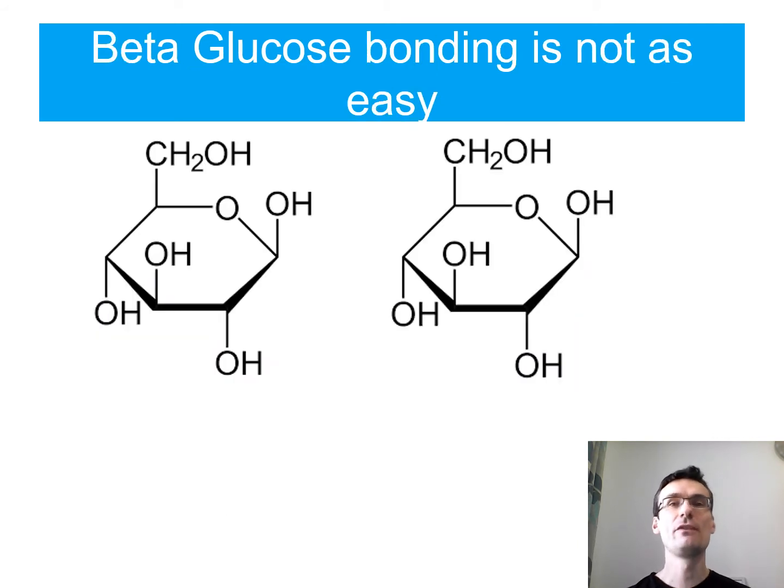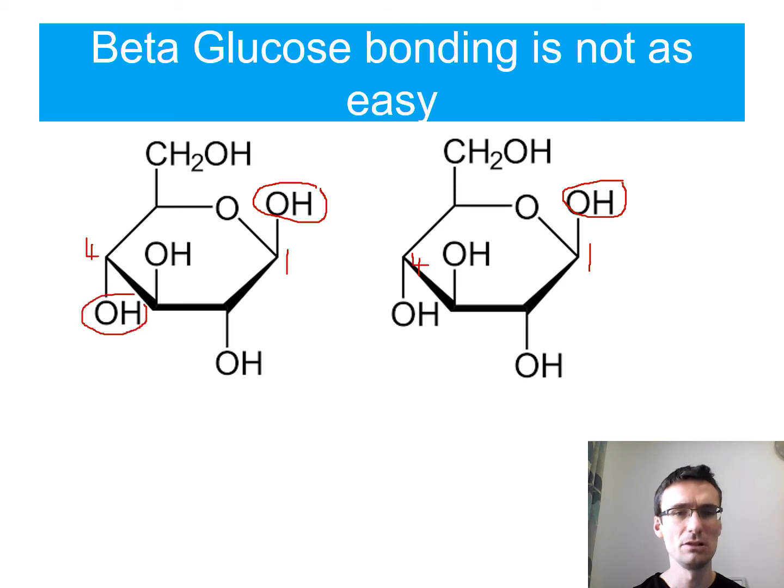However, it's not so straightforward when it comes to beta glucose, and the reason is, if we look again at what beta glucose is, remember the saying ABA, alpha below, beta above, on carbon 1 of beta glucose, the OH group is above. So if we've got 2 beta glucose molecules, the OH group is always going to be above. On carbon 4 of beta glucose, which is exactly the same as carbon 4 of alpha glucose, the OH group is below the carbon 4.